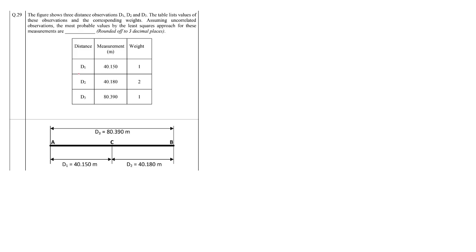So D1, D2, D3 are given and also these weights are given. So let's see, L1 we are taking as 40.15, L2 is 40.18, and L3 also is 80.39. So by least square, the residual should be minimum.